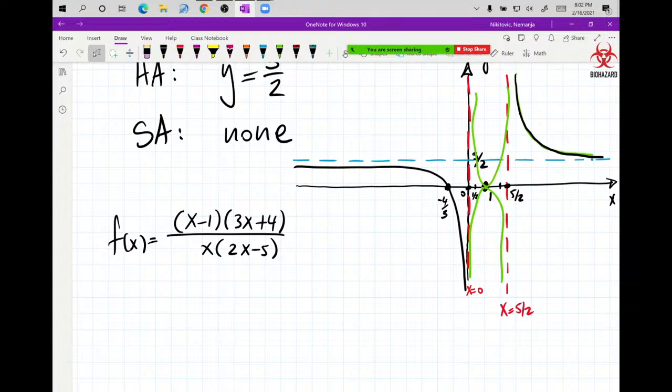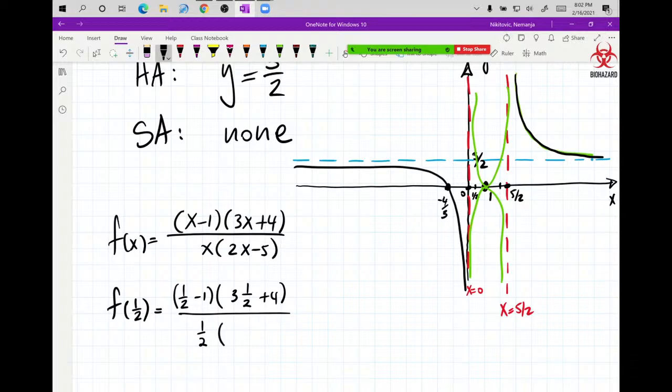Your green line has to go through that black point 1. That black point 1 that you see there is the x-intercept. And the function has to go through it. No debate there. But we just don't know which ways they go. So here we go. Let's go with f of 1/2. Now, that's going to be 1/2 minus 1, 3 times 1/2 plus 4, divided by 1/2, and then 2 times 1/2 minus 5.